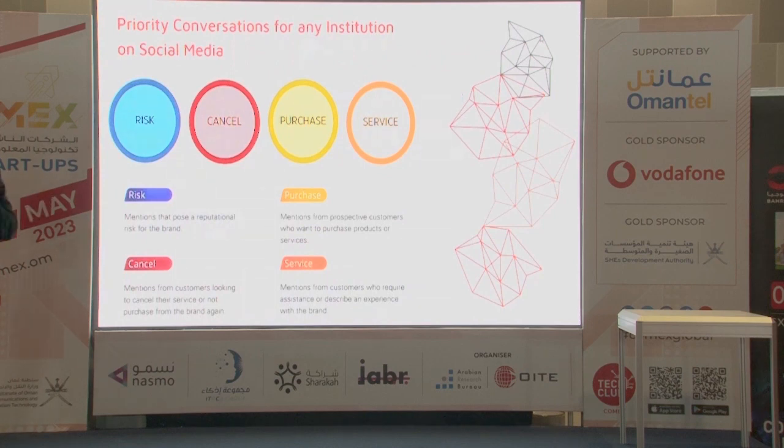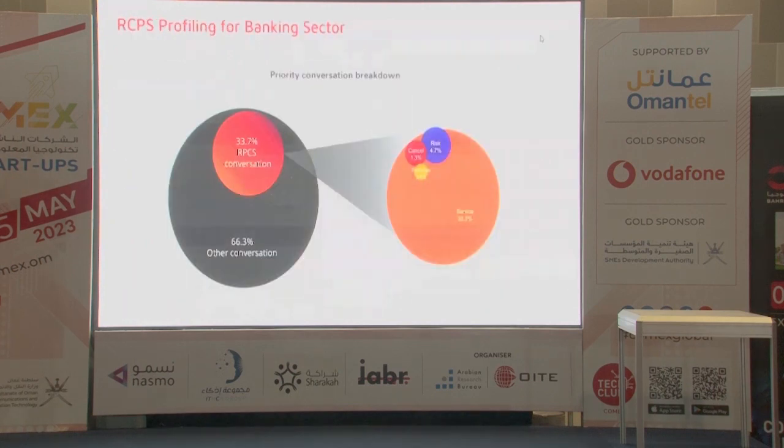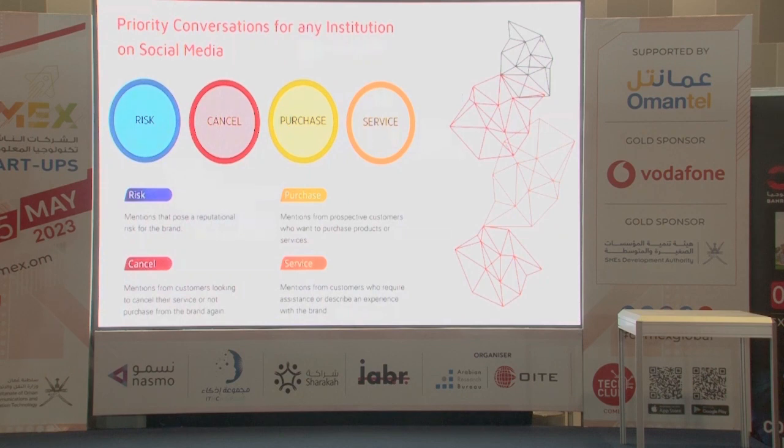Priority conversations: there's a lot of conversations happening on social media, but the priority is conversations revolving around risk, cancel, purchase, and service, right? If the entire conversation is a big sphere, you just focus on the priority. Risk is anything that could be posing a reputational risk for the company, and cancel is the customer wants to cancel his service or wants to return the product or something like that. Service is he's not happy with the experience, or they're very happy.